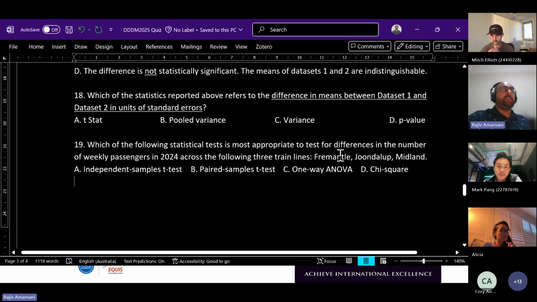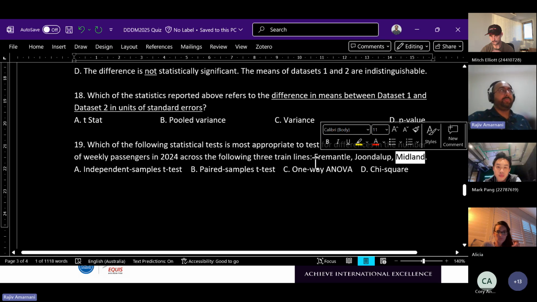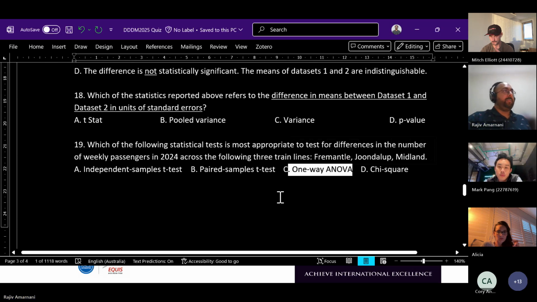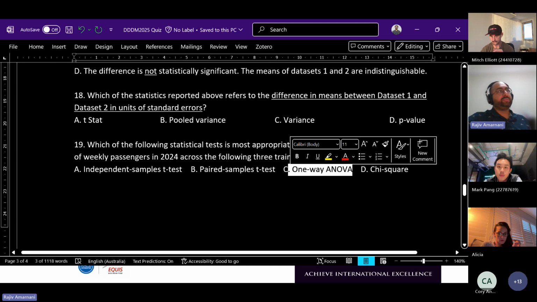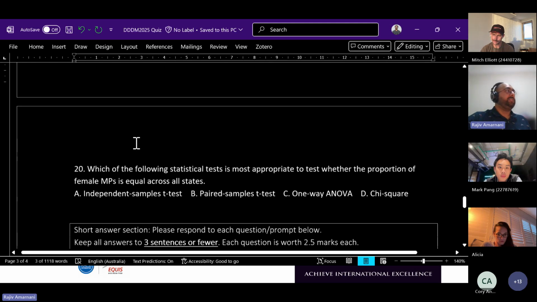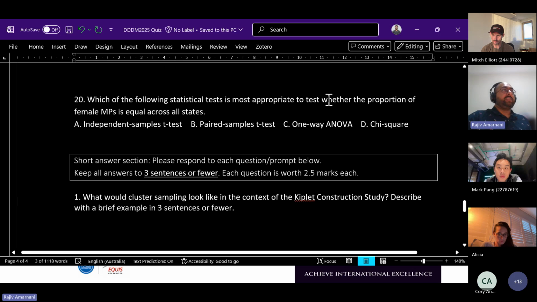Okay, now we want to compare the number of passengers per week across 3 different train lines. 3 groups, comparing 3 groups. It's the number of passengers per week. So this is a one-way ANOVA, which we use for comparing 3 groups and for outcomes that are interval, the number of passengers. If you want to test whether proportions are equal, you use a chi-square because your data are nominal. It's male or female. Yeah.